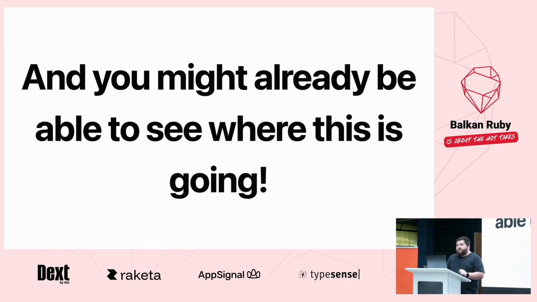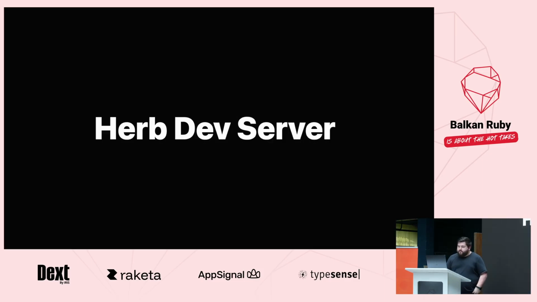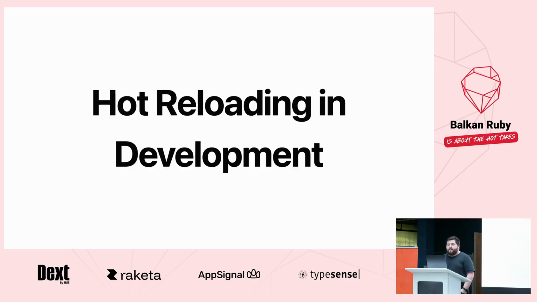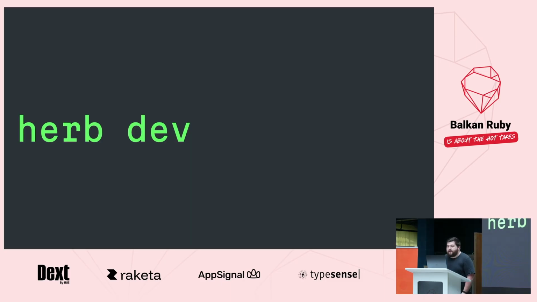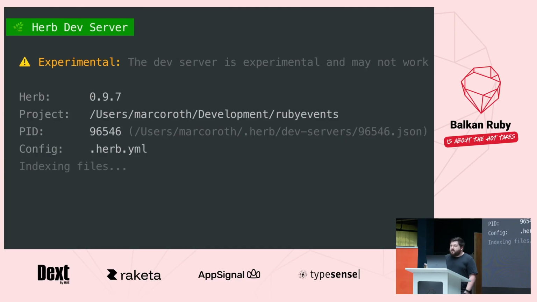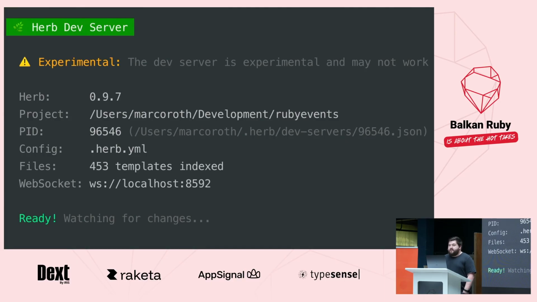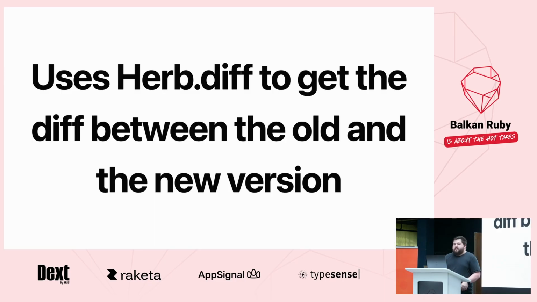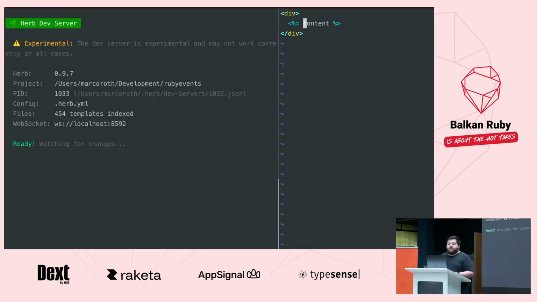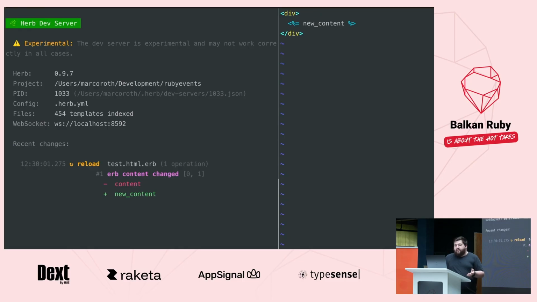And you can see where this might be going now. We want to build a Herb dev server too, so you have hot reloading in development. You can run herb dev locally. Whenever you do this, it will go through all your files, parse them, and index them, and whenever it's ready, it opens a WebSocket server locally, and it uses herb diff under the hood to go from the old version to the new version. It diffs it, and then it can output what changed as a result. So whenever you have these updates, it will log what changed in between.